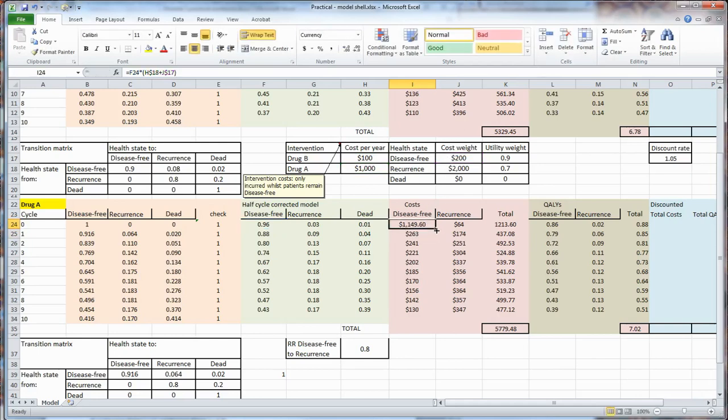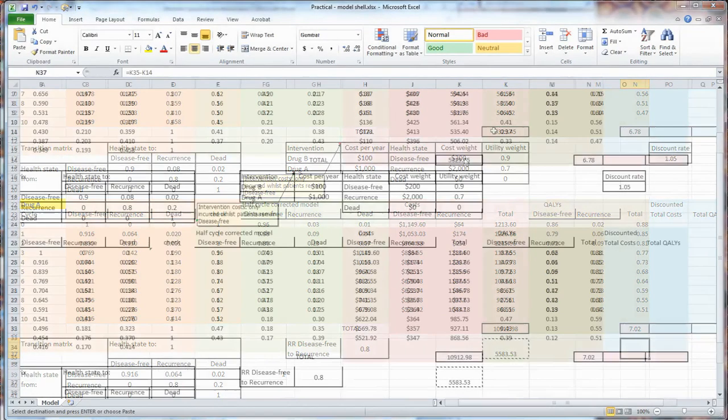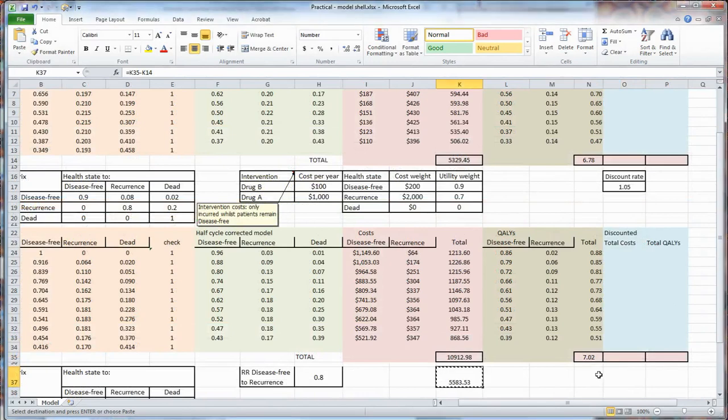If we do that and copy that formula down, we can see that we get higher costs for patients receiving drug A. And so from these four outputs, the costs and the QALYs for drug A and drug B, we can estimate the incremental cost-effectiveness ratio. So the cost difference is the cost of drug A minus the cost of drug B. It's 5,583, and the quality difference is 7.02 minus 6.78.